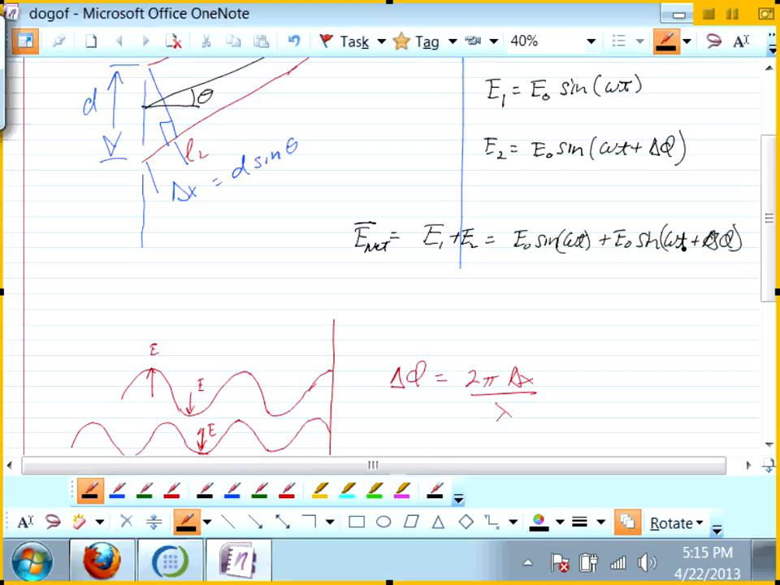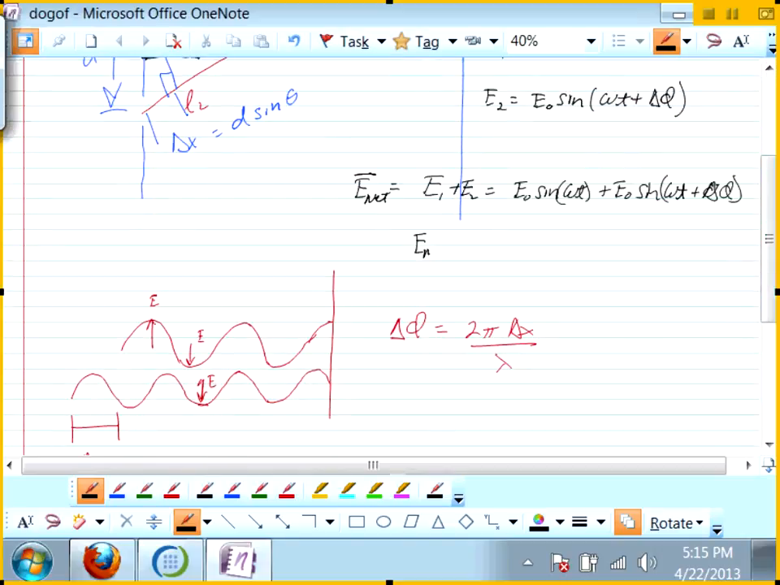Now, what would you do with that? Can we simplify it? Yes? How? Can't do that. But you can pull out the E naught, but you're still left with the sine omega t plus sine omega t plus delta phi. You have to remember those trig functions are actually functions, they're not just parentheses.